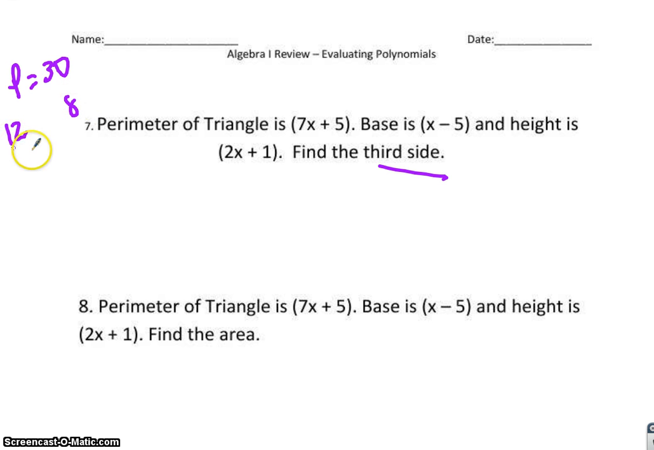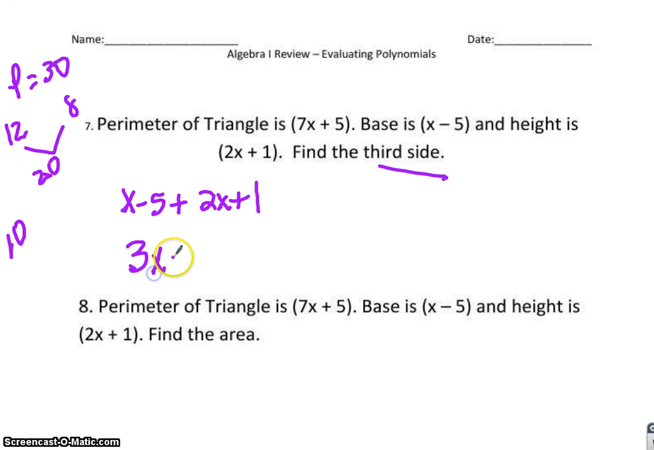you would probably say 12 plus 8 is 20, right? And then 30 minus 20 is 10. It's the same thing, you just got x's going on. So add the two sides that you know. So x minus 5 plus 2x plus 1 is 3x minus 4. So you're going to take your perimeter, and then you're going to subtract this missing amount.